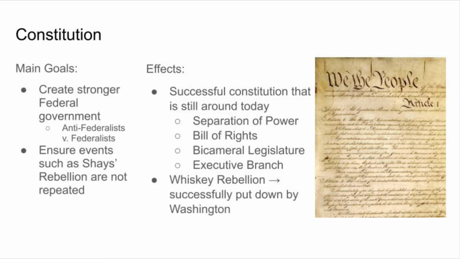An effect of the Constitution was a successful Constitution that is still used to this day. It created the separation of power, the Bill of Rights, bicameral legislature, and executive branch. Another effect of the Constitution was the Whiskey Rebellion, as it was the first test of federal authority in the U.S. This rebellion enforced the idea that the new government had the right to levy a particular tax that would impact citizens in all states.